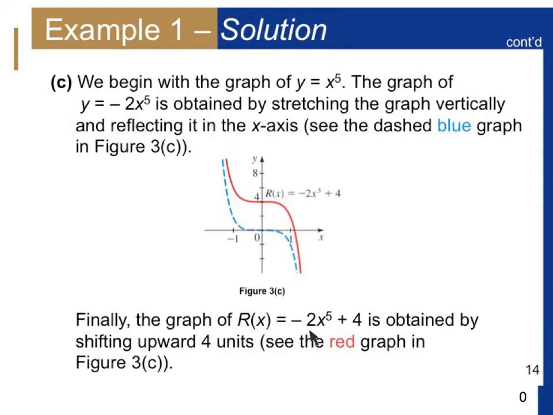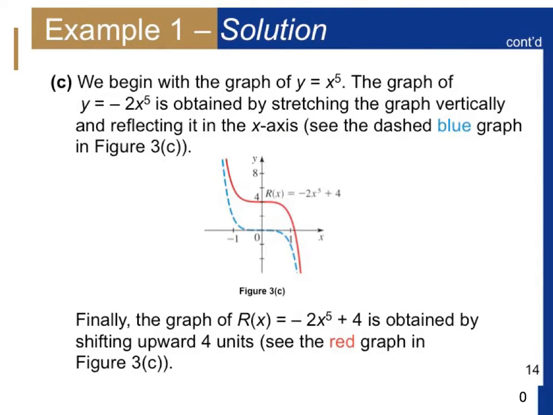Okay, and the next one we'll look at is r of x equals minus 2x to the fifth plus 4. So we're going to start with y equals x to the fifth, which, remember, goes down like this. It's actually going to be kind of like this blue dotted one. So it's going down like this, and it's flatter in between. It's like x cubed, but it's flatter between minus 1 and plus 1. Then we stretch it vertically because we have a 2 there. So 2x to the fifth would look something like this.